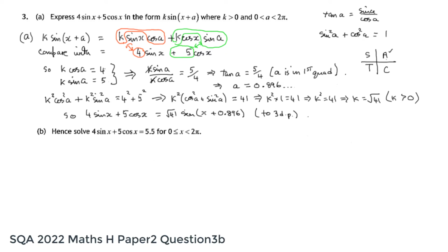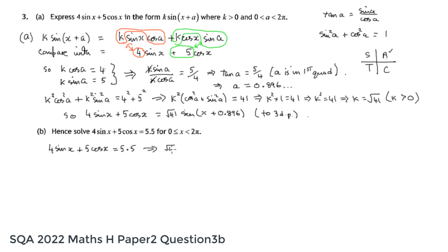So let's move on now to part B. Part B asks us to solve 4 sin x plus 5 cos x equals 5.5 and gives us a range between 0 and 2 pi for the value of x. Now this continues from what we've done in part A, where that expression 4 sin x plus 5 cos x was the one we worked on. So we've done a lot of work on that. So let's replace that expression by the one we found in part A.